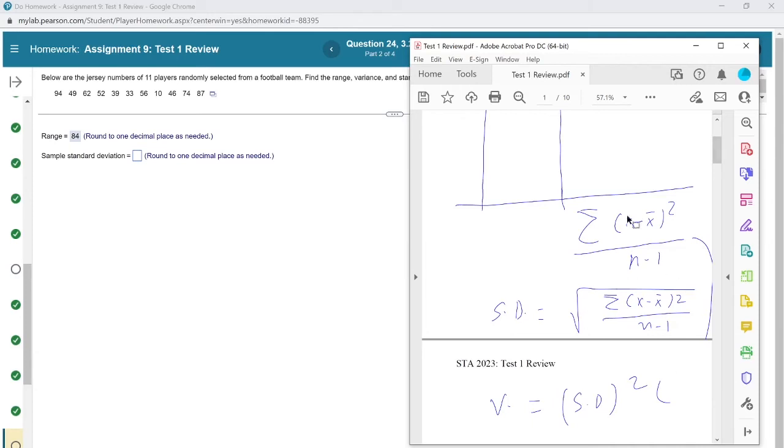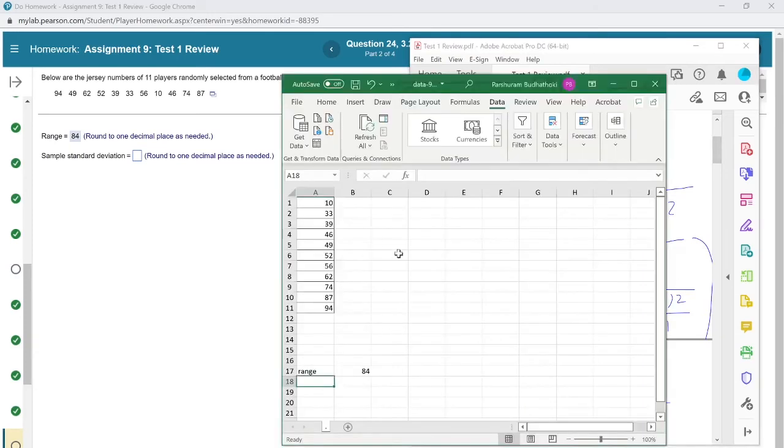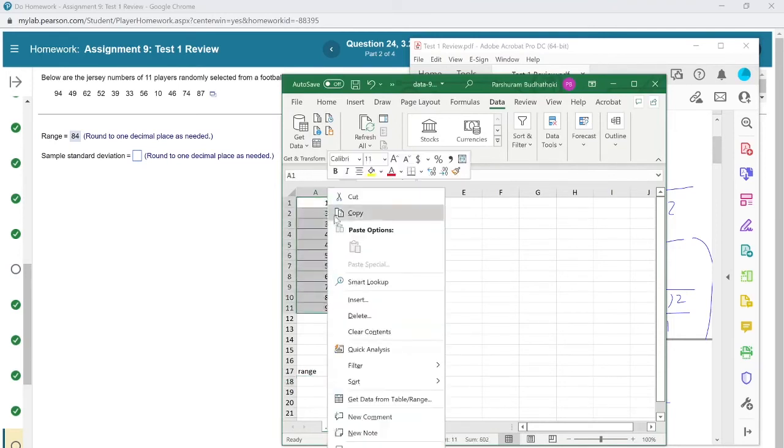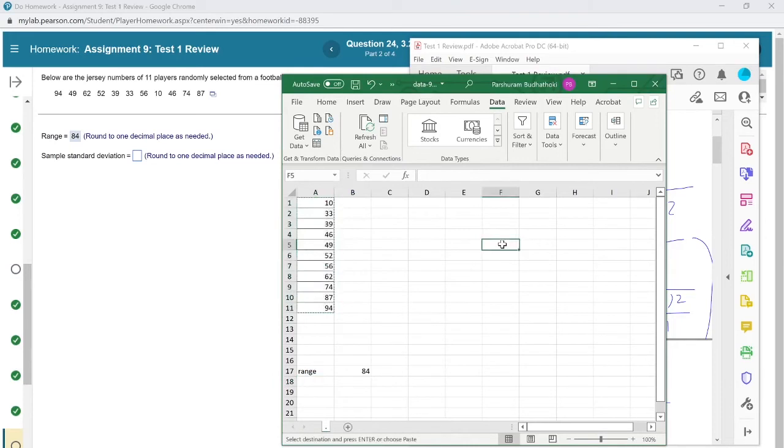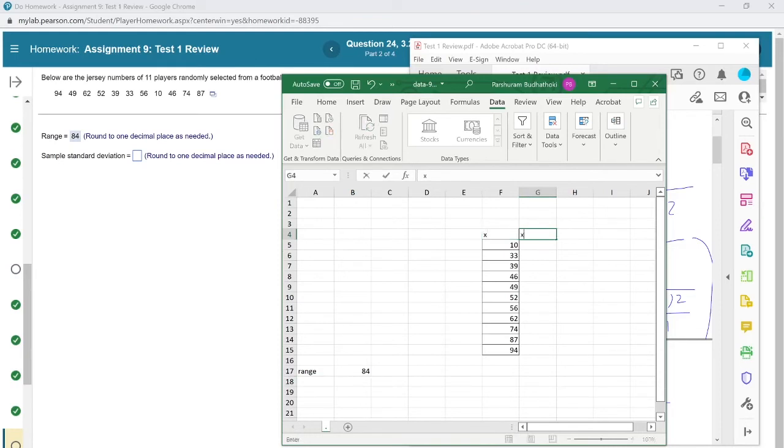So I'm going to calculate this value here in Excel. So first of all, let me just copy this data somewhere here, and I'm going to name this X. That's my data. I need the second column, which is X minus mean. I need the third column, which is the square of the previous column, and then finally I have to add this. So first of all, find out the mean for this data.